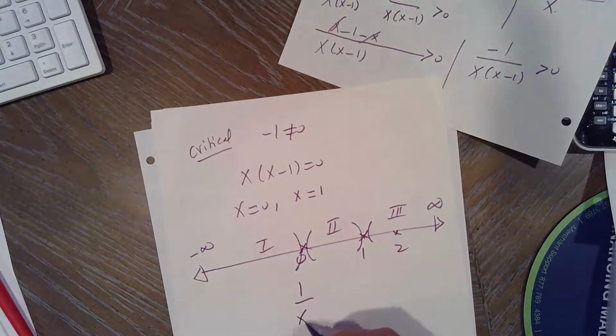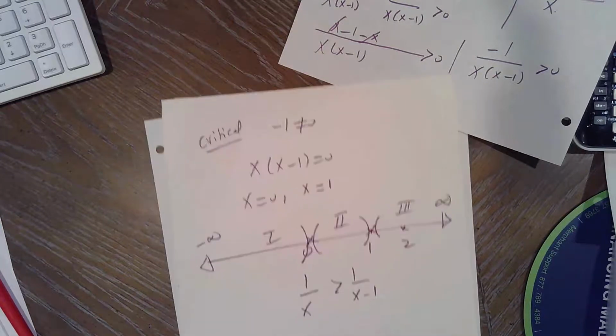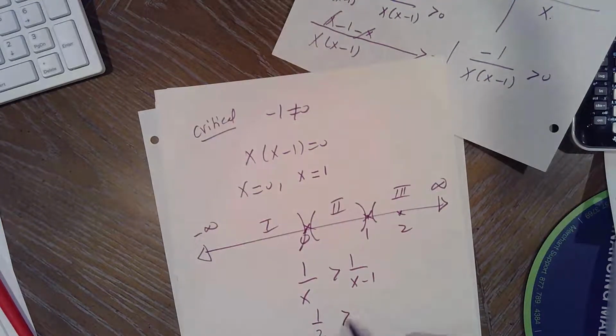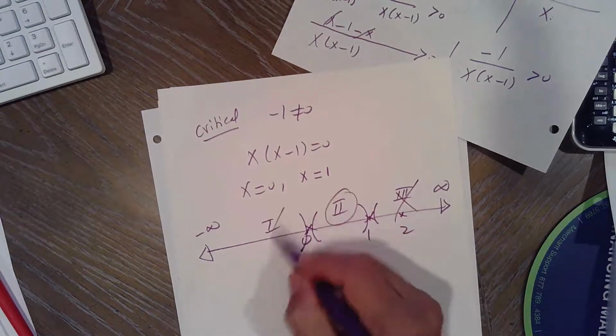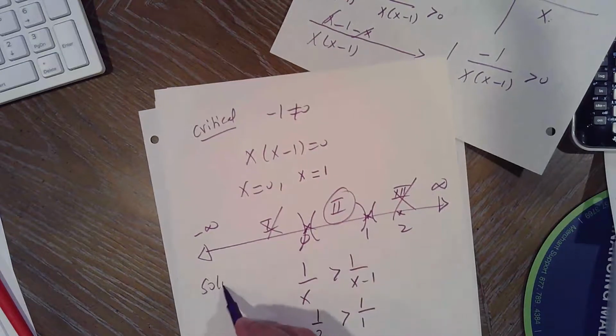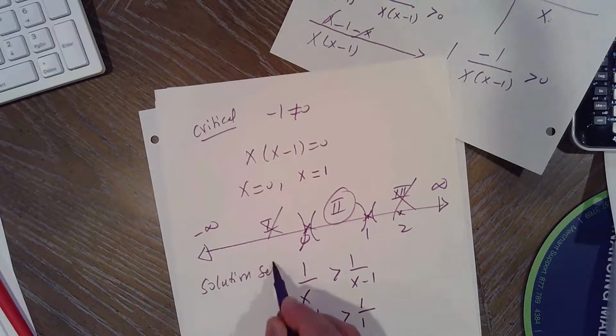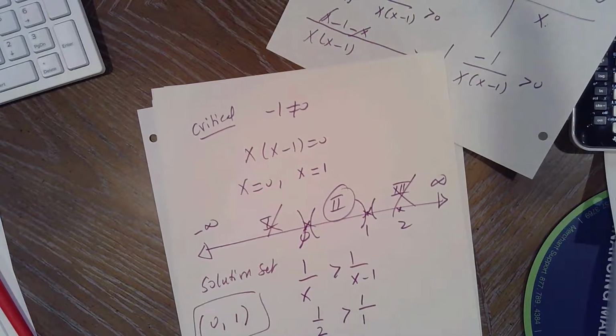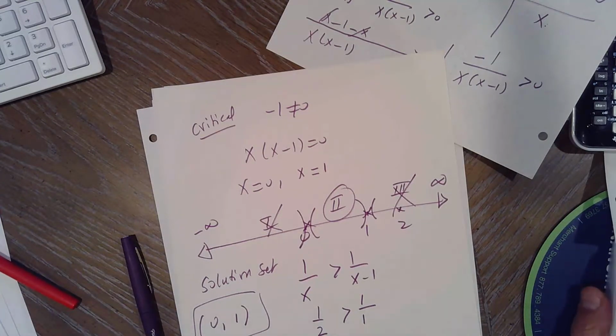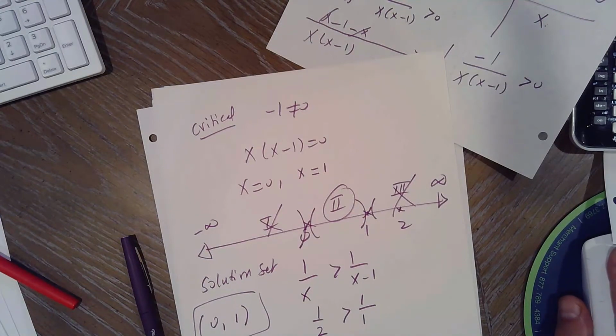So we're going to test 2 back into the original one right there. 1/2 is greater than 1 over 1. It's false because 1/2 is less than 1. So this is false, true, false. My solution set is anything between 0 and 1 is the solution. And you can graph it to see that the graph of f is above the graph of g in that interval between 0 and 1. And that's it for 3.7, and all of chapter 3 is done.